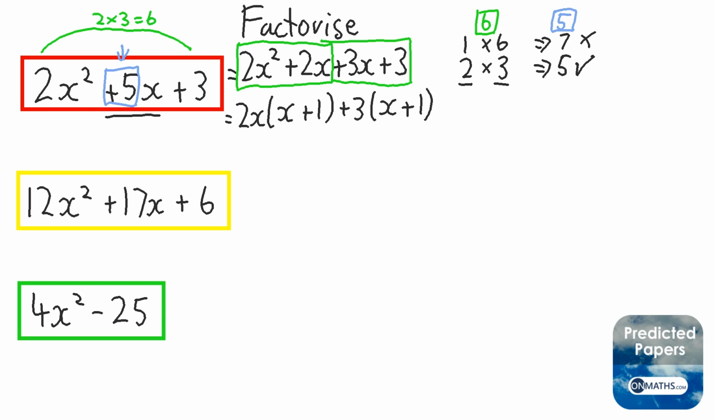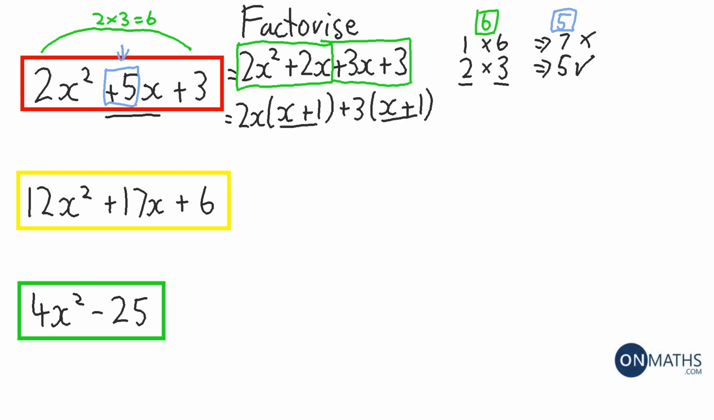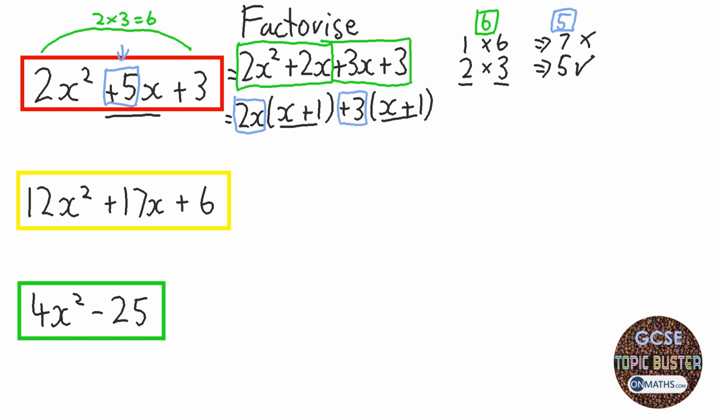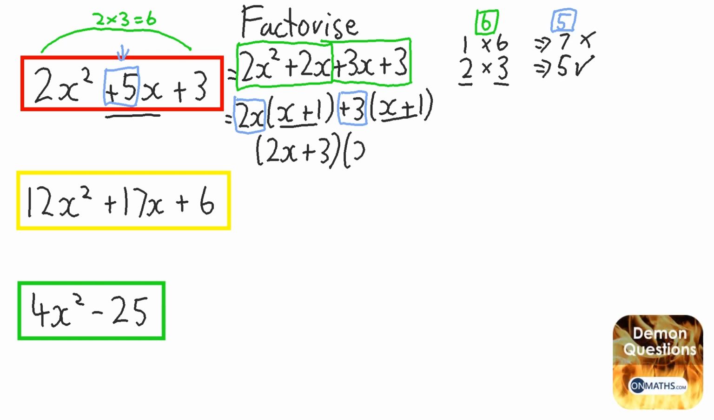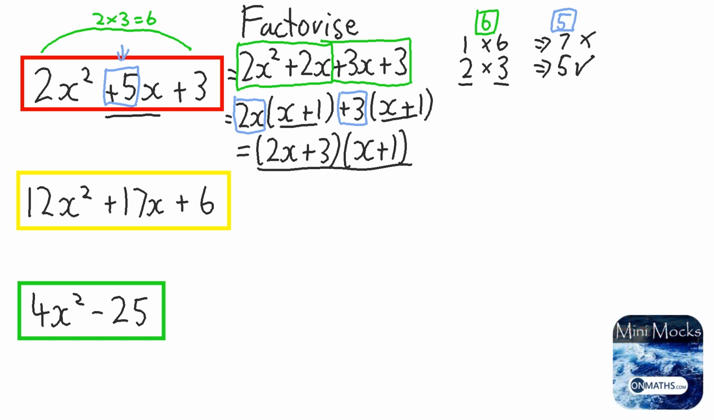Now you might notice that the two brackets here are exactly the same, and that needs to happen. They have to be the same, and they always will be if you followed the steps correctly. So what I'm going to do is construct a bracket out of this one and this one. So I'm going to construct a bracket saying 2x plus 3. And then the second bracket's just going to be the repeated bracket, so the x plus 1. Now when you look at that, that is your answer there, and that's full marks.